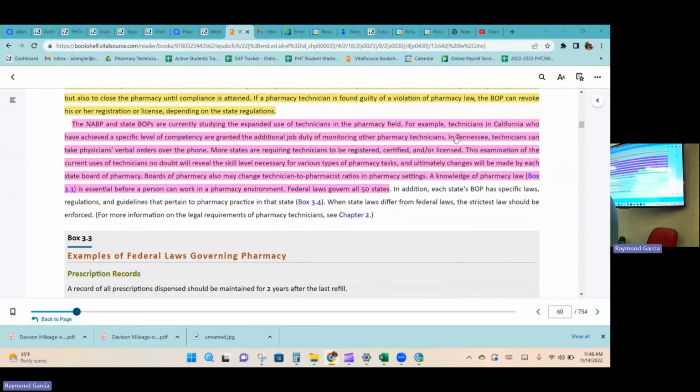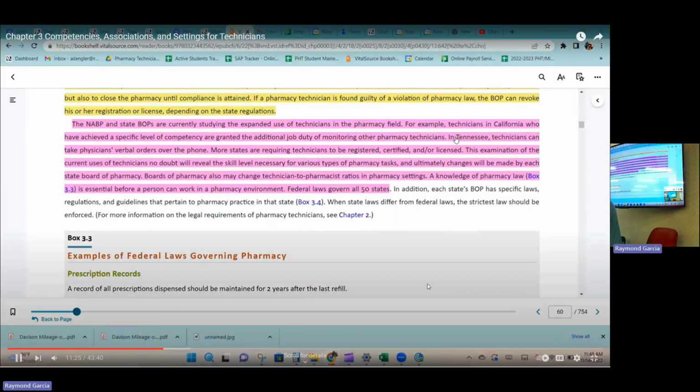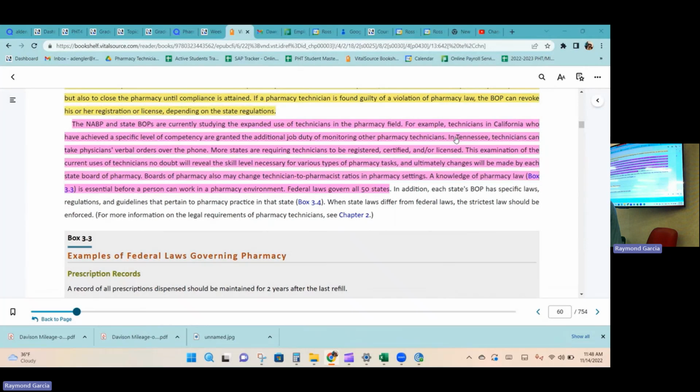The NABP and state BOPs are currently studying the expanded use of technicians in the pharmacy field. For example, technicians in California who have achieved a specific level of competency are granted the additional job duty of monitoring other pharmacy technicians. In Tennessee, technicians can take physicians' verbal orders over the phone. More states are requiring technicians to be registered, certified, and/or licensed. This examination of the current uses of technicians no doubt will reveal the skill level necessary for various types of pharmacy tasks, and ultimately changes will be made by each state board of pharmacy. Boards of pharmacy also may change the technician to pharmacist ratio in pharmacy settings.